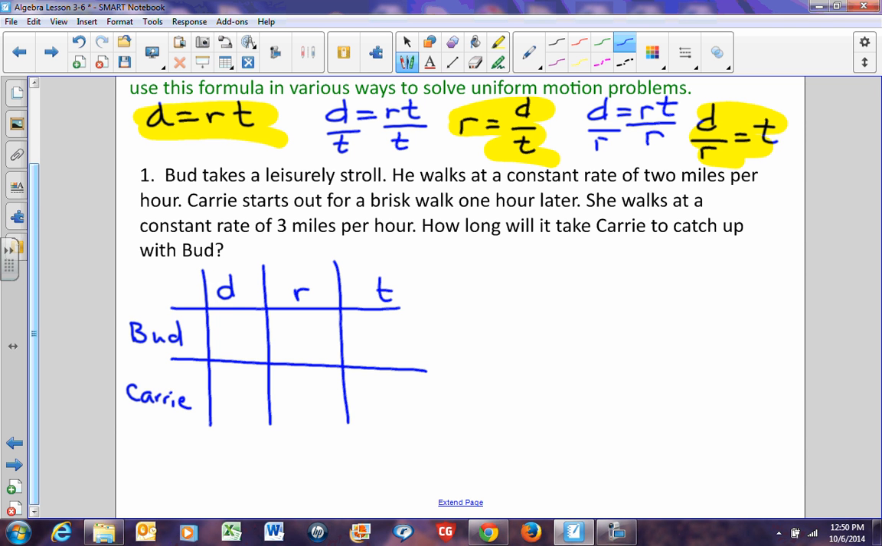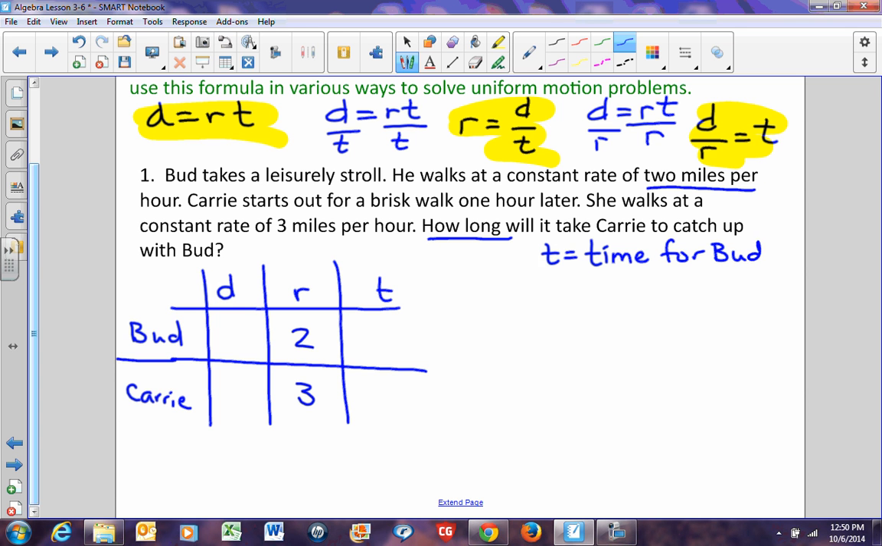Well, let's take a look at this. Okay. Distance equals rate times time. How fast is Bud walking? He's walking at 2 miles per hour, so we'll put a 2 in here for his rate. Carrie walks at a brisk 3 miles per hour, so she gets a 3 for her rate. Do we know how long Bud was walking? No, because it's asking us how long it will take for Carrie to catch up with Bud. So, since it's going to ask for how long, t is going to equal the time. Okay, it's going to be the time for Bud.